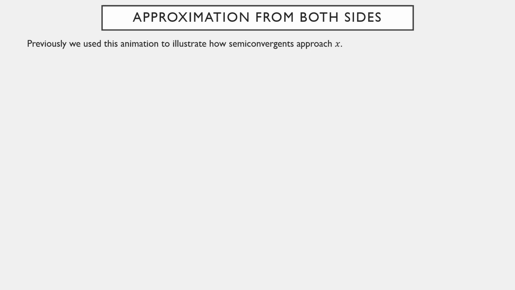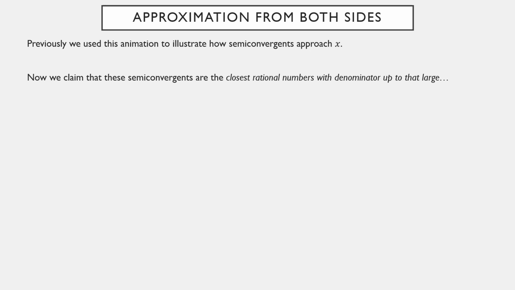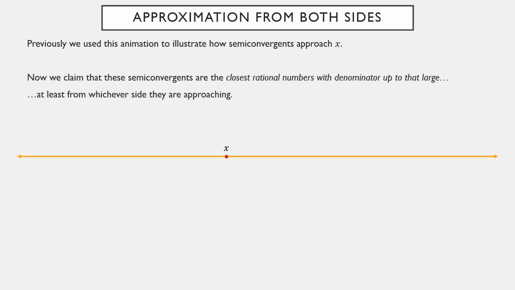So previously, we used this animation, I'm going to use the same one, to illustrate how semi-convergents approach x. Now we're going to use the same animation to claim that these semi-convergents are the closest rational numbers with denominator up to that large, at least from whatever side they are approaching. So we had our x, we had our p0 over q0, and our p1 over q1.